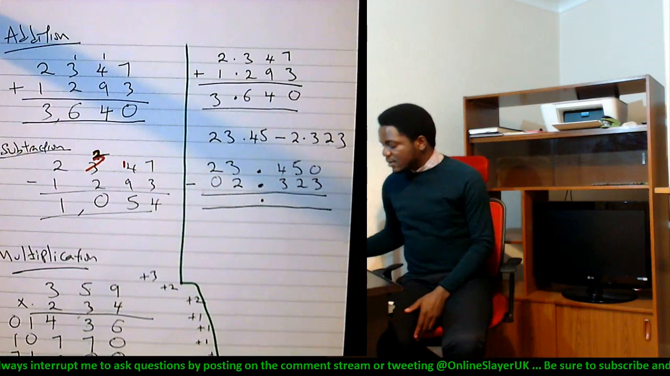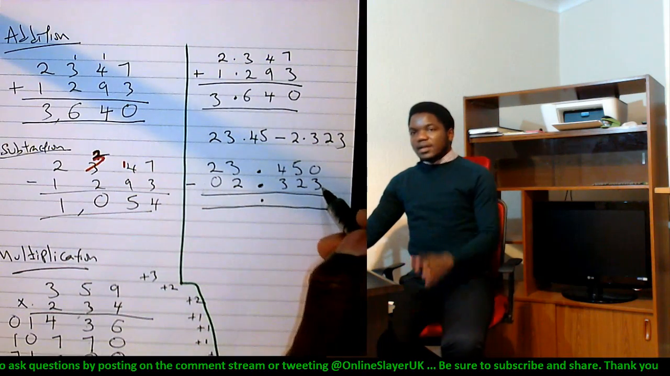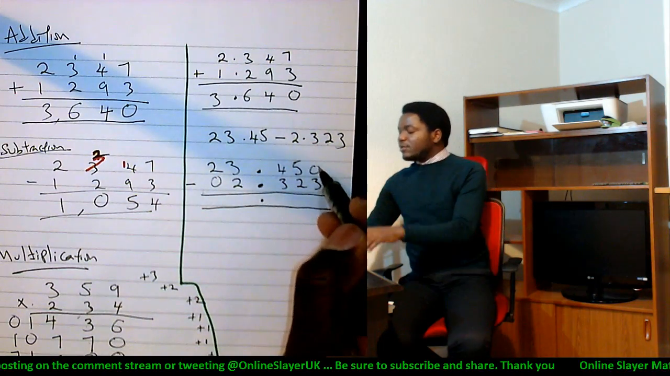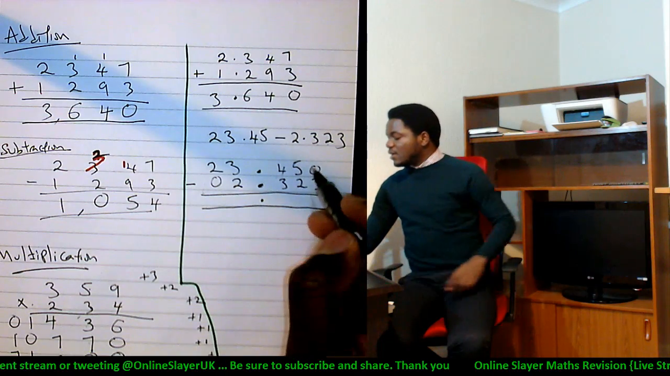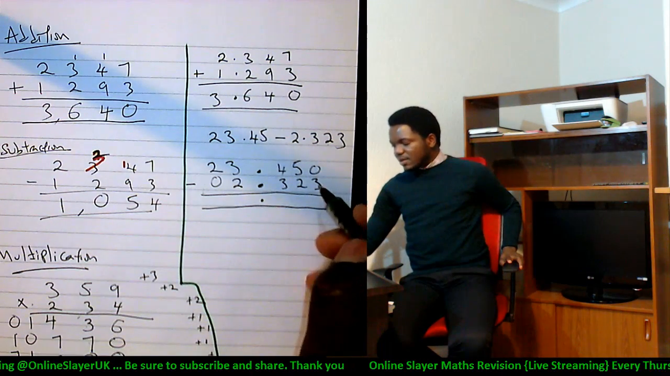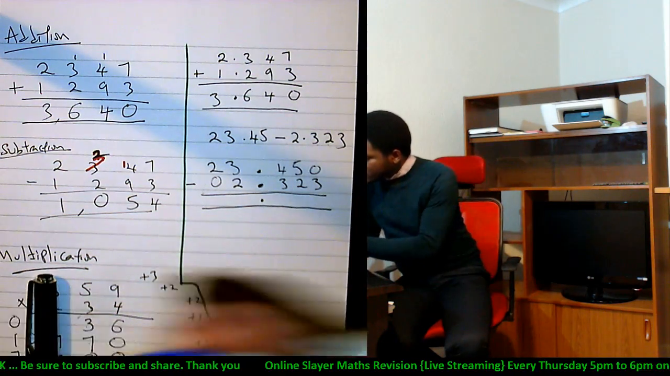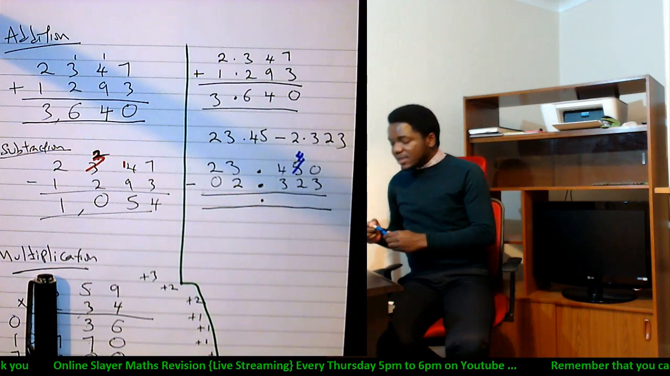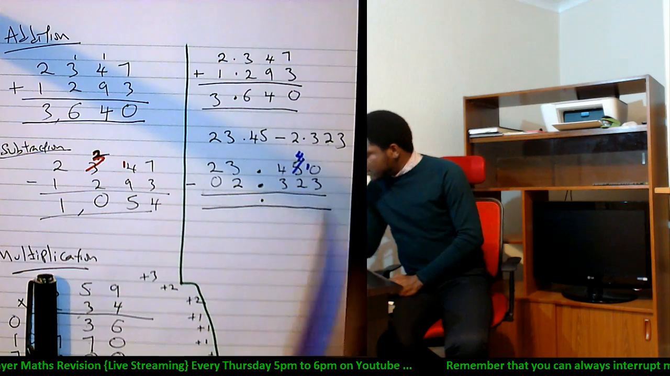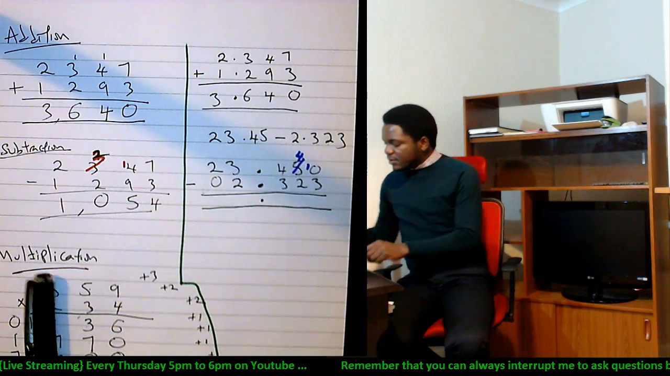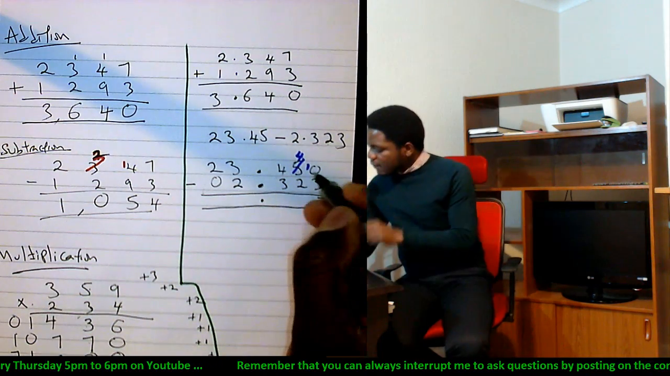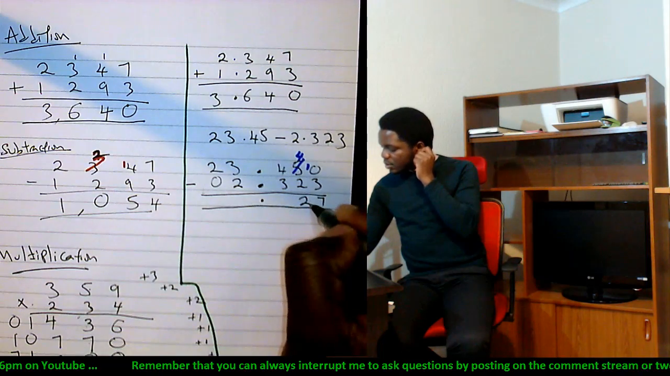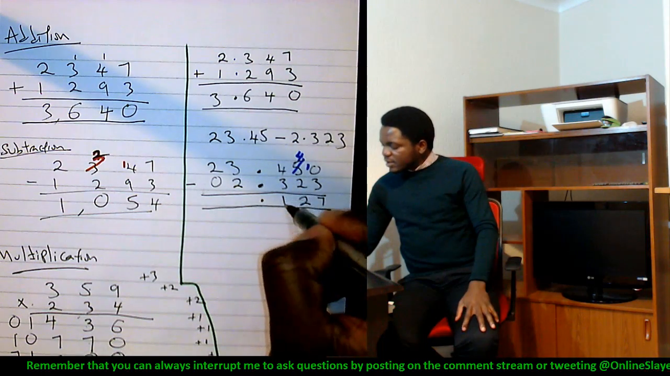0 minus 3, not possible, so you're going to have to borrow a 1 from 5. It becomes 10 minus 3, but this 5 goes to 4. 5 becomes a 4 now, because it has lent 1 to this guy. 10 minus 3 is 7. 4 minus 2 is 2. 4 minus 3 is 1.